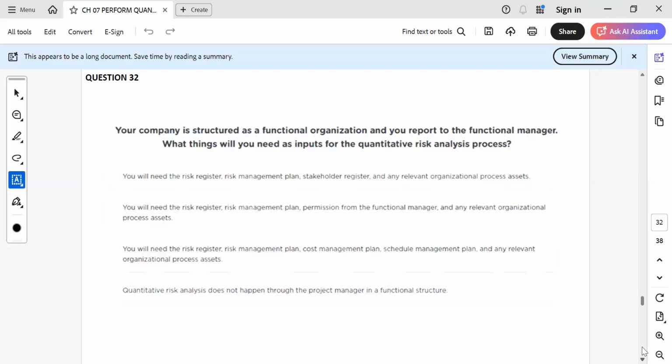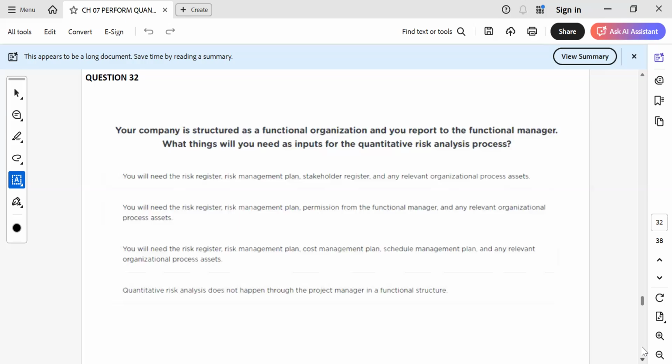Okay, you will need the risk register, risk management plan, permission from the functional manager, and any relevant organizational process assets. So again, why do I need the permission from the functional manager? I don't understand. Okay, I want to tell you one thing. Yes, Nadeem bhai.